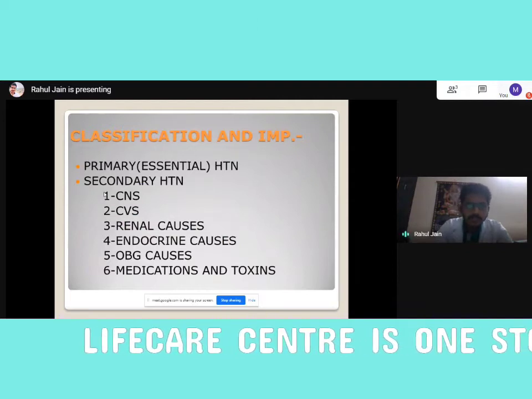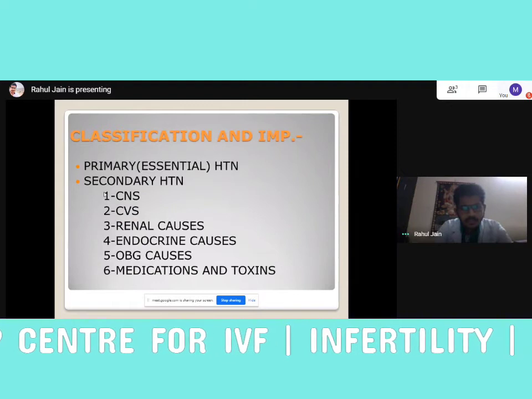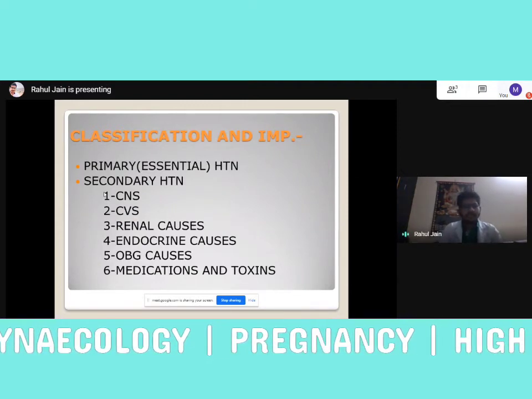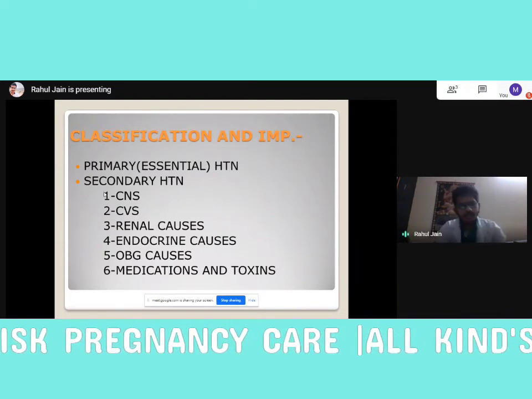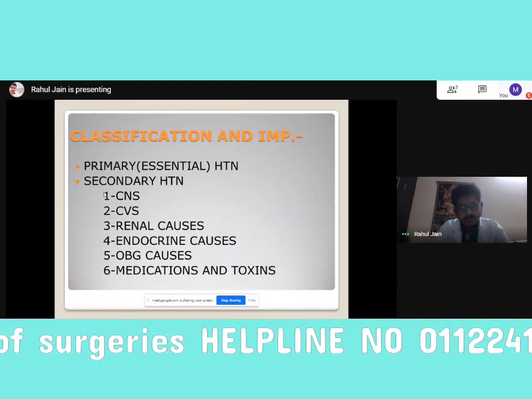Then coming to hypertension classification. Basically there are two types of hypertension. One which we usually see in today's society, that is essential hypertension, that is hypertension without a cause. And then there is secondary hypertension, that is hypertension with a cause.